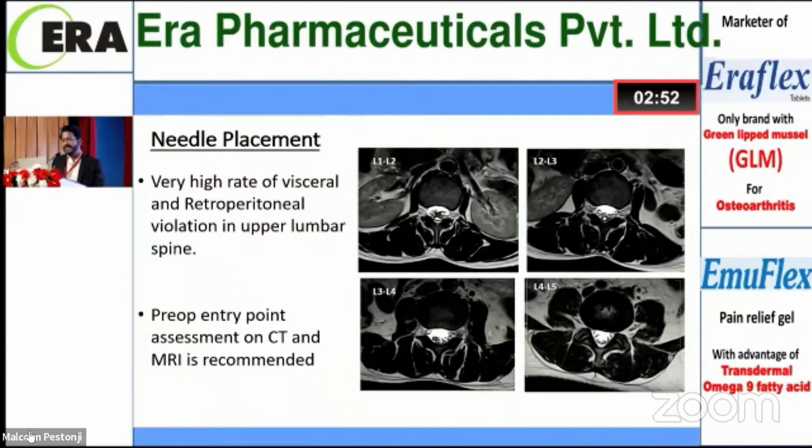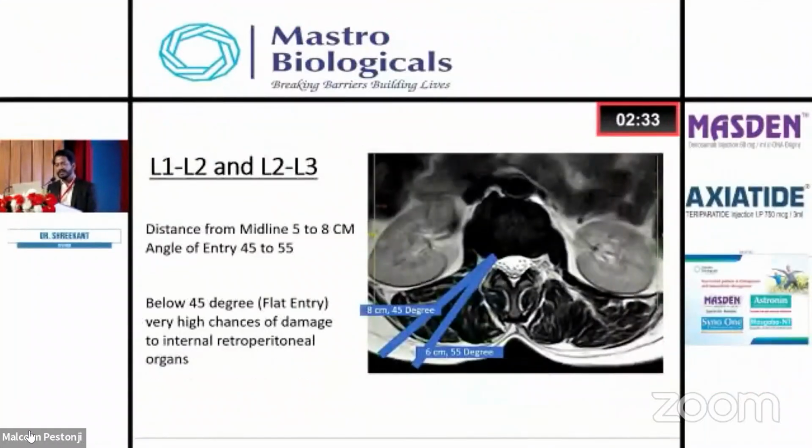So first of all, if you see the upper two images, the retroperitoneal organs are in very close proximity to our needle trajectory. In such cases, if you are dealing with upper foraminal stenosis, I would always recommend to read the MRI or CT scan carefully before surgery and plan your entry point accordingly. This is the entry point at the L1, L2 level. Approximately the safe distance would be around 5 to 8 centimeter and the angle would be around 45 to 55 degree. If you go below 45 degree of flat entry, there is a higher chance of entering inside the retroperitoneum.